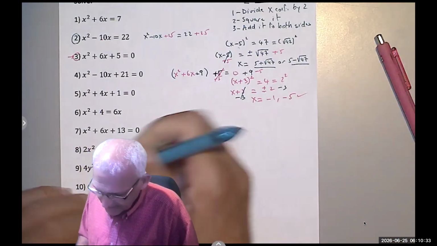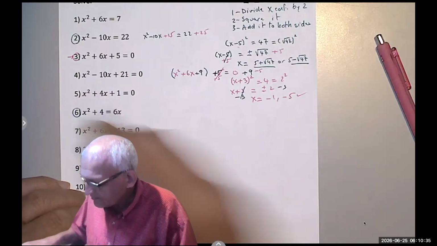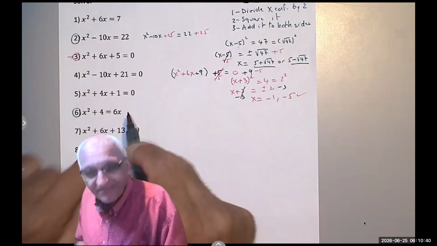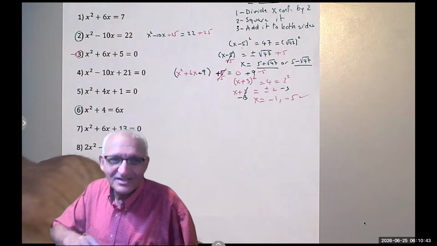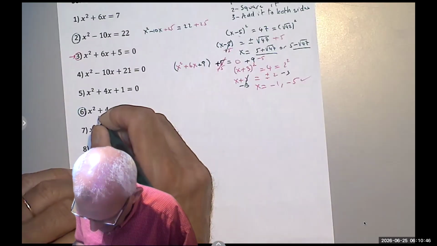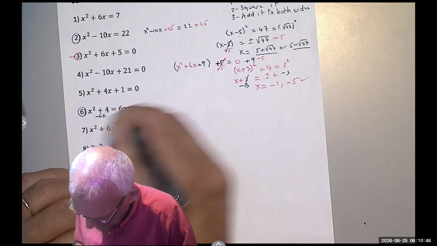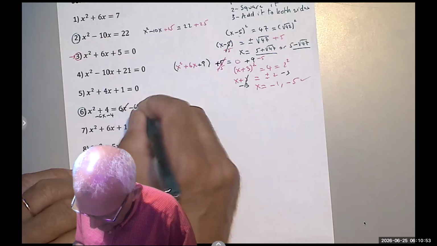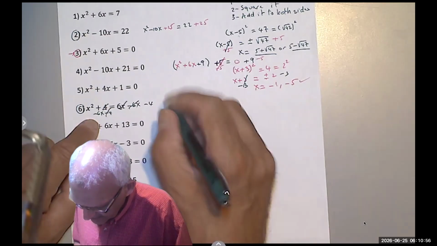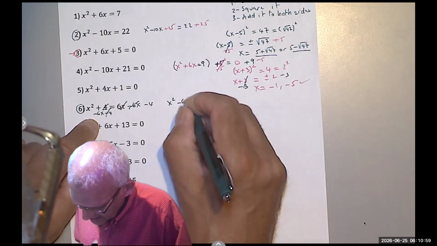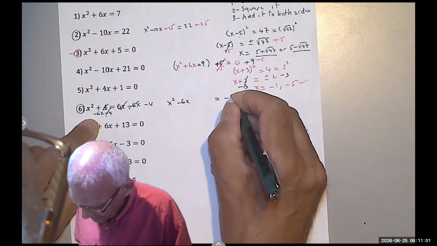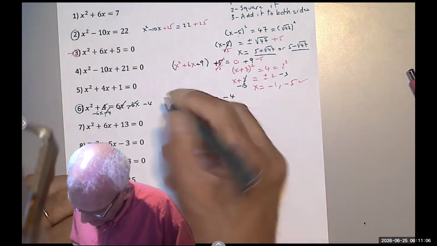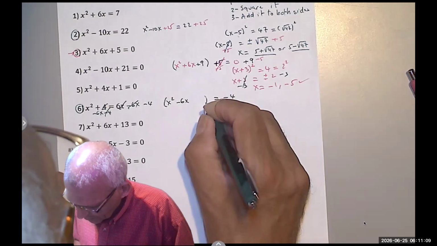Let's move to number 6. In number 6, I have the x on the right-hand side and the 4 on the left-hand side. So I'm going to subtract 6x from both sides and then subtract 4 from both sides. So I get x squared minus 6x equals negative 4. Okay? So I want to make that a perfect square.